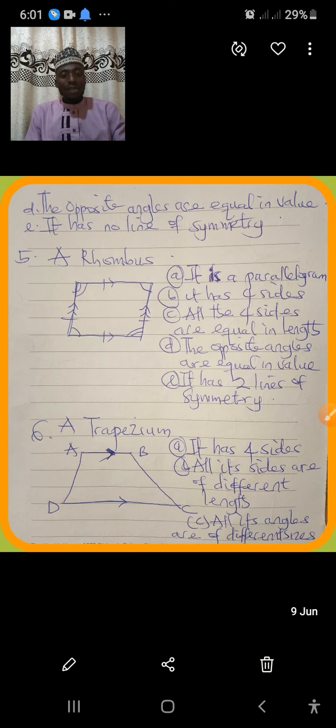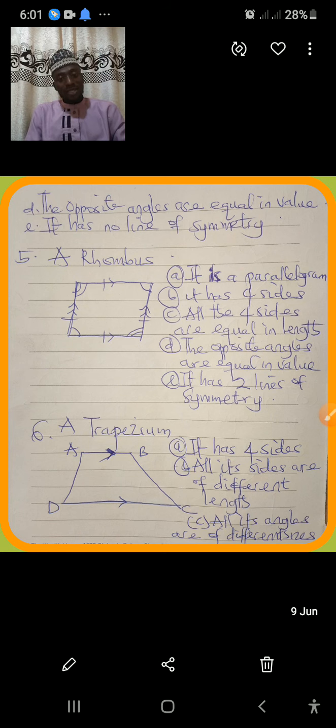It has 2 lines of symmetry. Don't mix lines with angles. When I'm talking of angles, it means the interior angles inside. So it has 2 lines of symmetry. It means you can divide it into 2. You can have 2 ways of dividing it, and you will divide it into 2 equal parts.